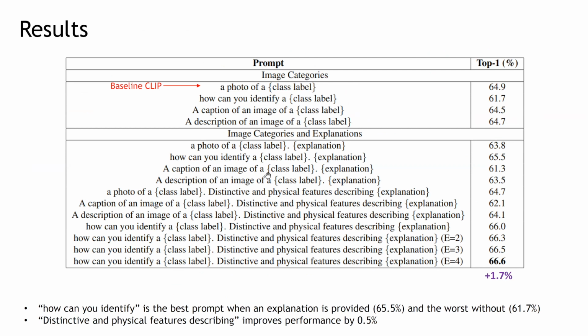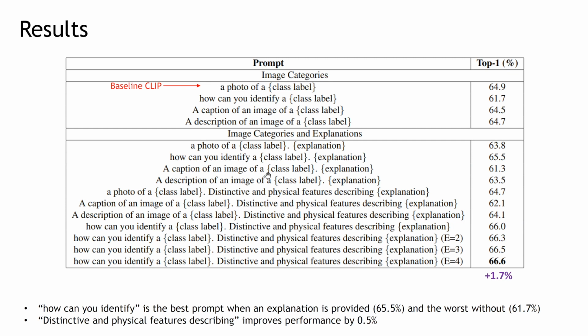And we discovered that the baseline CLIP prompt, "a photo of a class label," achieves 64.9 top 1 accuracy. But if you attach an explanation to this prompt, your top 1 accuracy is reduced to 63.8. But when you switch to the prompt "how can you identify" rather than "a photo of," you get an improvement to 65.5.